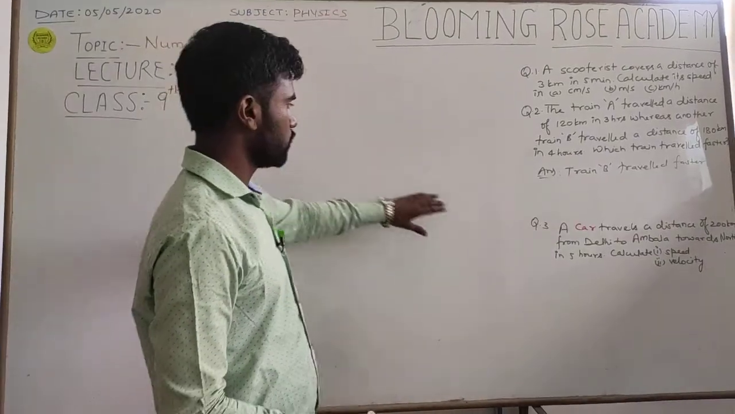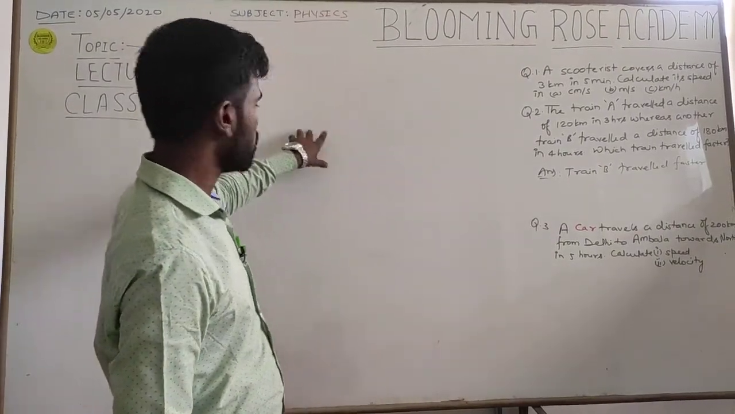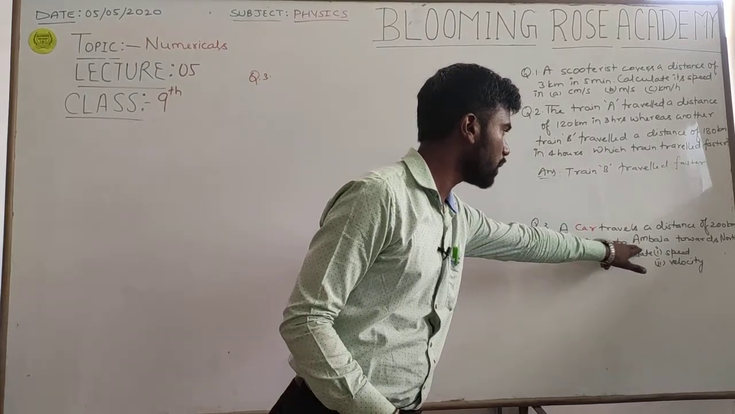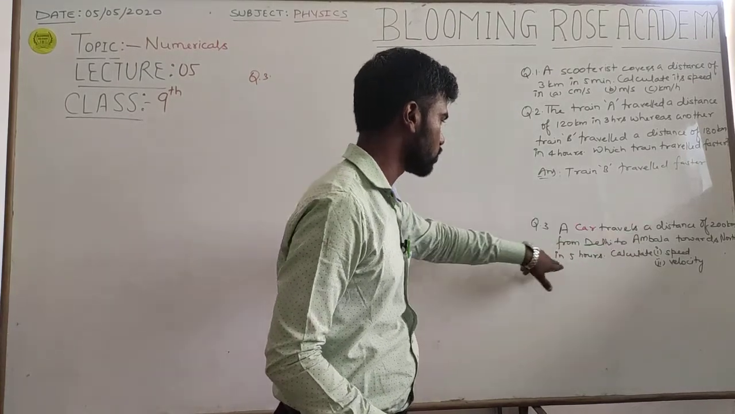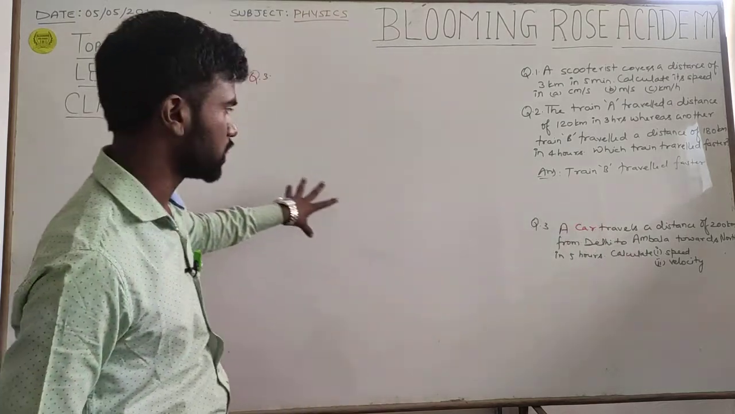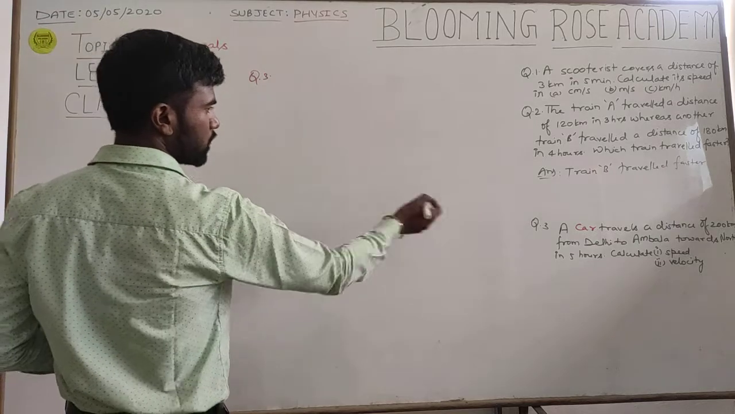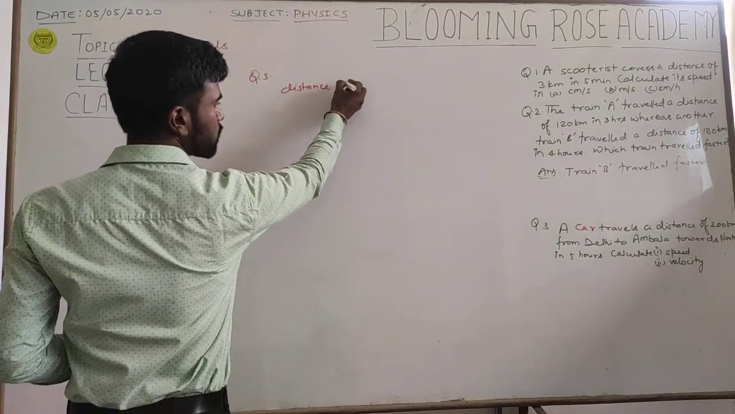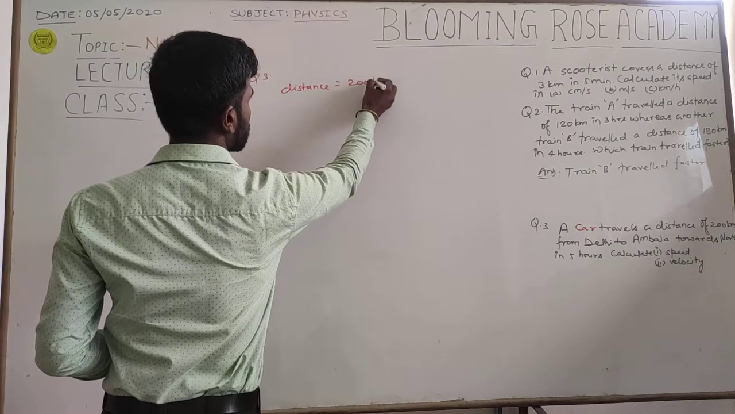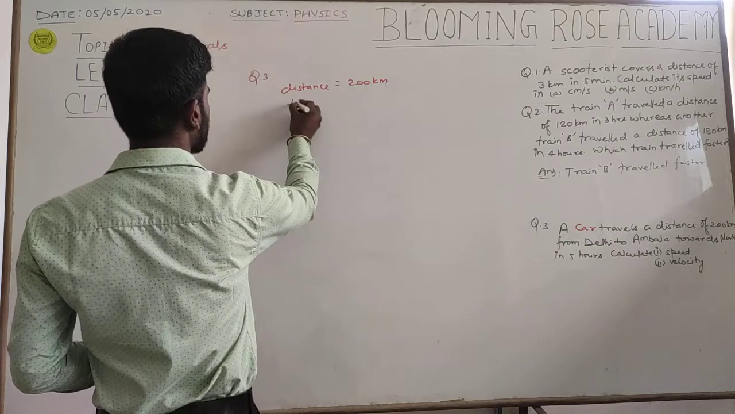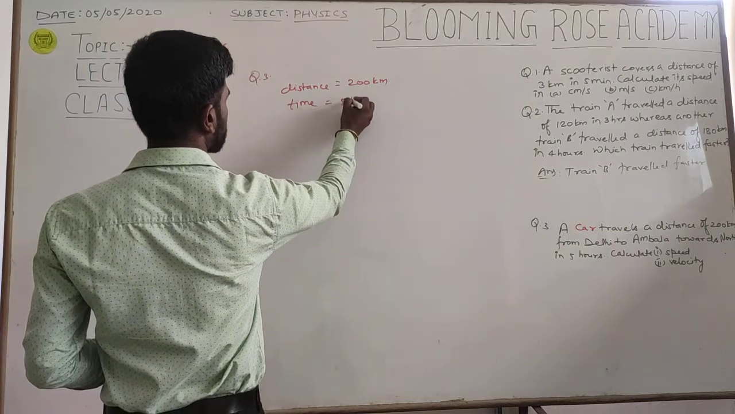Now we will solve numerical 3. Here a car travels a distance of 200 km from Delhi to Ambala, towards the north, in 5 hours. Calculate its speed and also velocity. So here distance is equal to 200 km and time is equal to 5 hours.